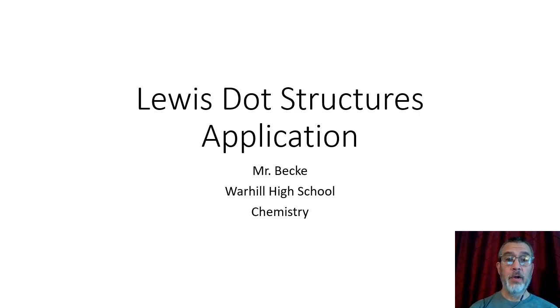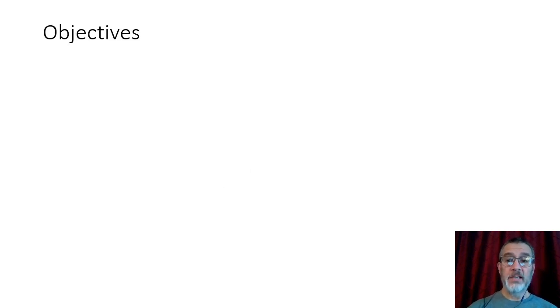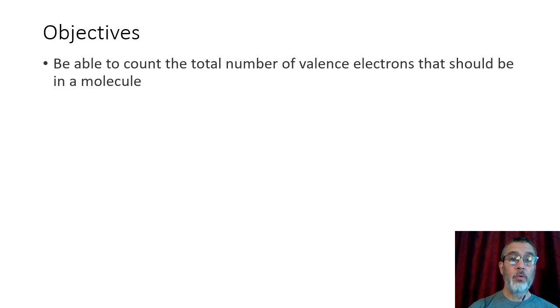In this video, we are going to apply the understanding of Lewis dot structures so that we can recognize good Lewis dot structures from bad ones. Our objectives in this presentation will be to count the total number of valence electrons that should be in a molecule.